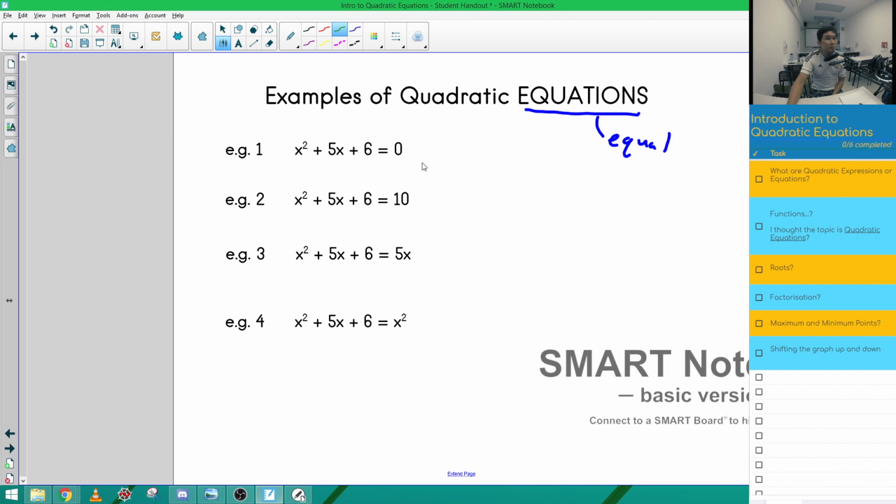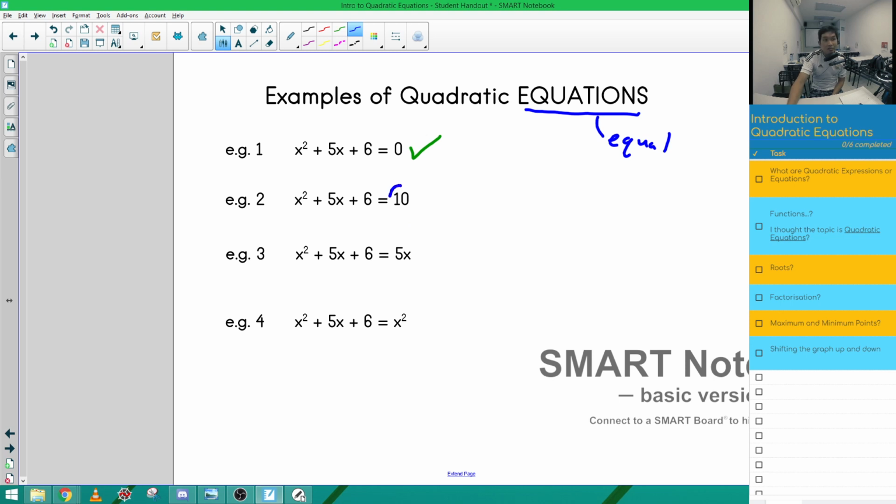The first one is a perfect example of a quadratic equation: x squared plus 5x plus 6 equals 0. How do we know it's quadratic? Again, we look at the highest power of the letter here, x. The highest power is 2. That tells me that's a degree 2 polynomial, and that's quadratic. Okay, let's look at example number 2. How is it different? Now I've assigned a value of 10 on the right-hand side. Is this still a quadratic equation?